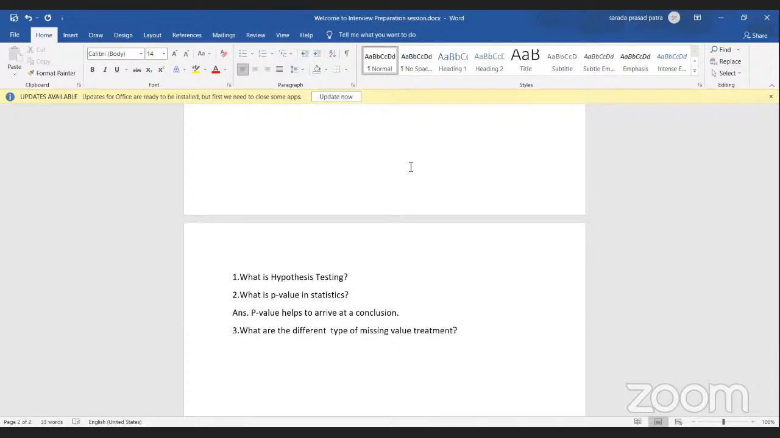Trimming is used for outlier treatment, right? Yeah, we can call it trimming as well. That deletion, we can call it trimming as well.